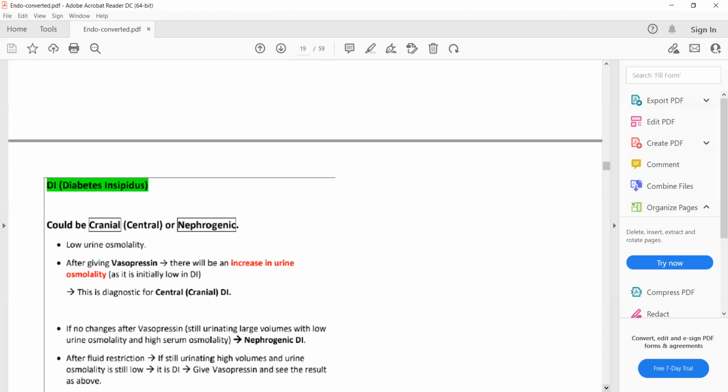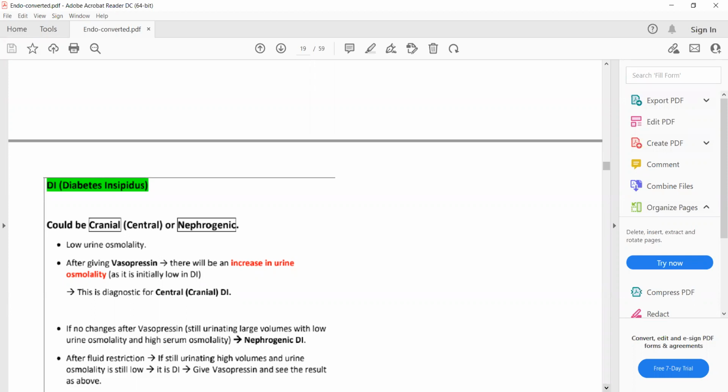Now, a test to differentiate between cranial and nephrogenic diabetes insipidus is the vasopressin test, in which a vasopressin injection is given to the patient and his urine osmolality is measured. If after giving vasopressin, urine osmolality increases, then it is cranial diabetes insipidus, and if it does not increase, it remains the same or low, then it is nephrogenic diabetes insipidus.